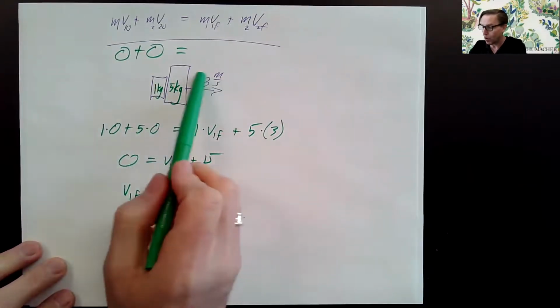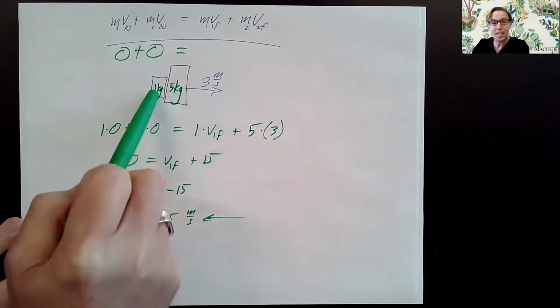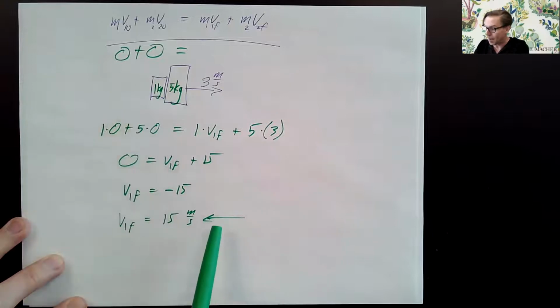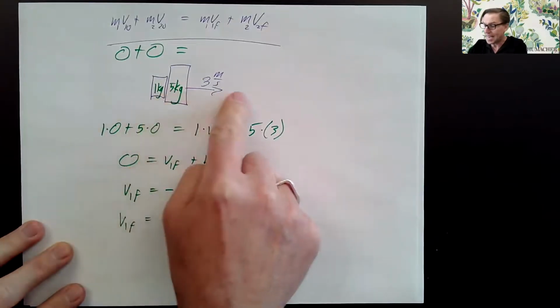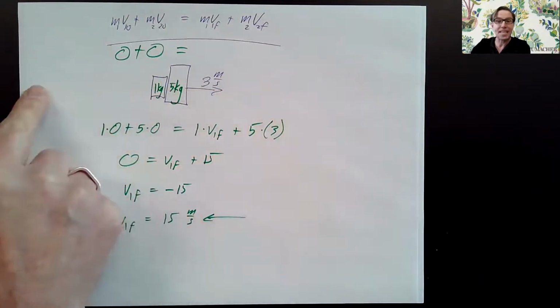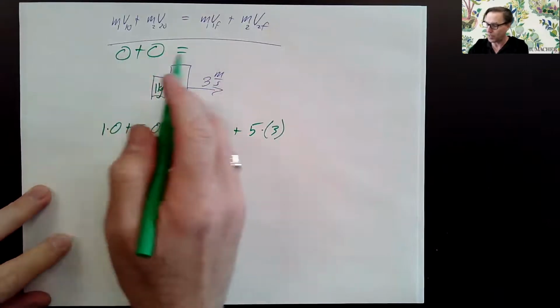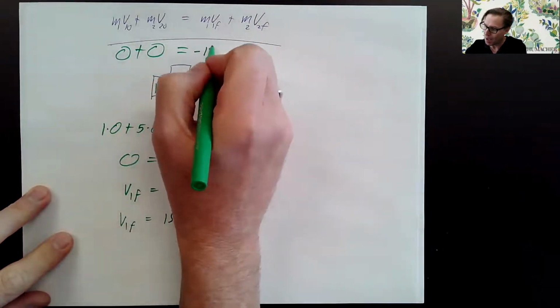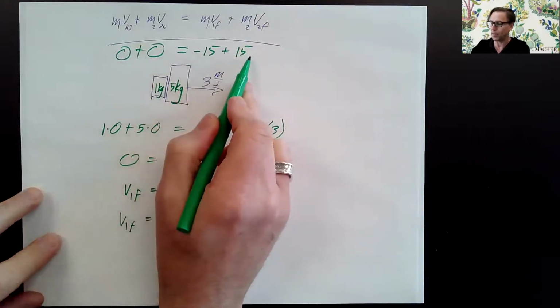What is this total momentum at the end? 5 times 3 is 15. What is this total momentum at the end? 1 times 15 is 15. So I've got 15 kilogram meters per second of momentum to the right and 15 kilogram meters per second of momentum to the left for a total momentum of 0. Total momentum before was 0. Total momentum after is 0. Negative 15 plus 15 is 0.